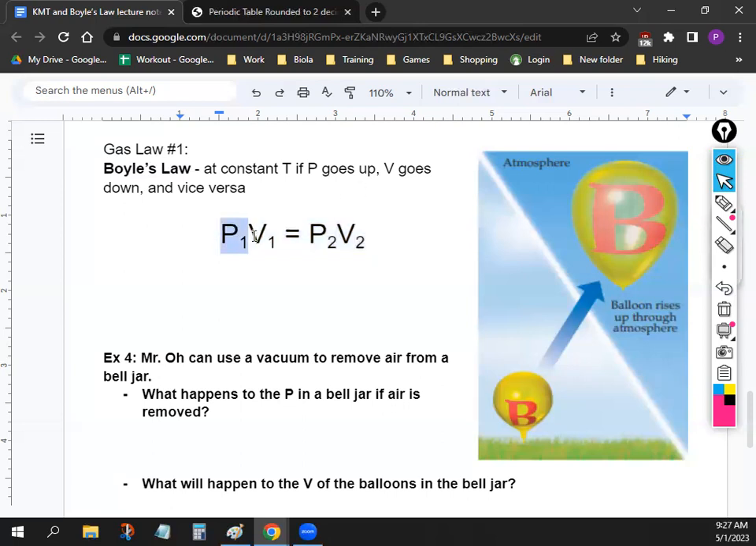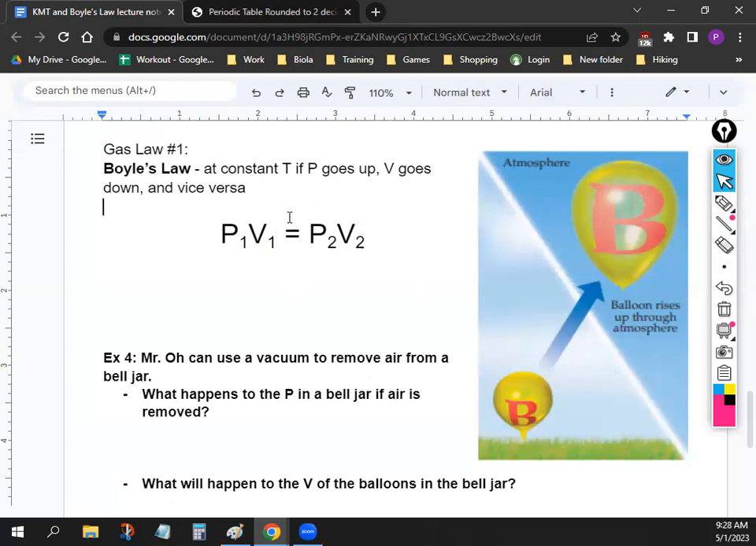So the first pressure and the original volume equals the new pressure and the new volume. You're multiplying these. We'll do a problem where I'll show you guys how to use the equation, so don't fret too much. But let me show you guys how Boyle's law looks in real life.